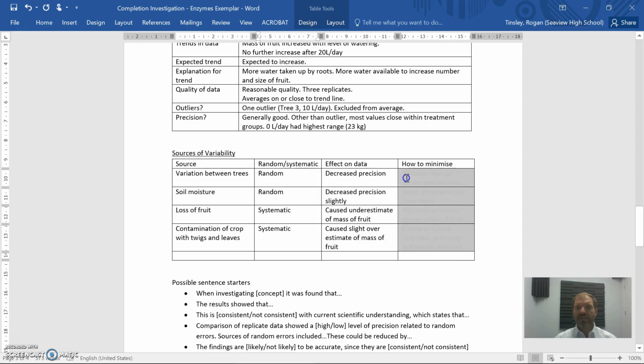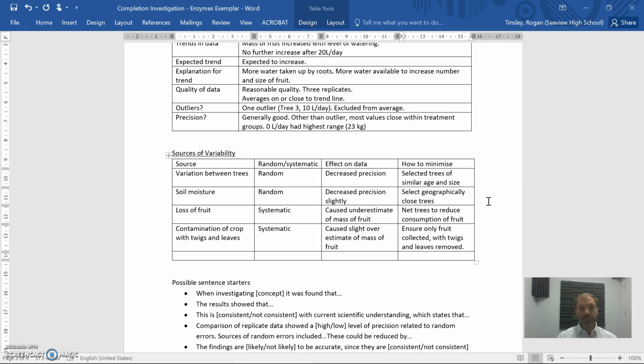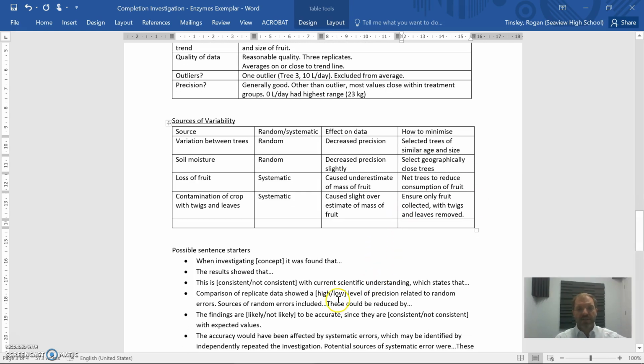And the last thing to add into your table is a discussion of how you might minimize that effect. So for instance, by selecting trees of the similar age and size, you could reduce that variation between the trees. Again, this sources of variability needs to be translated or transposed into your discussion as actual prose sentences. So, for example, you might be using some of these sentences here.